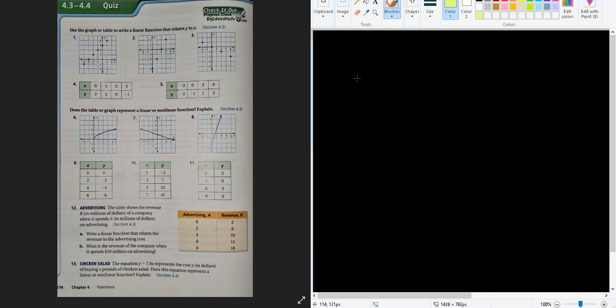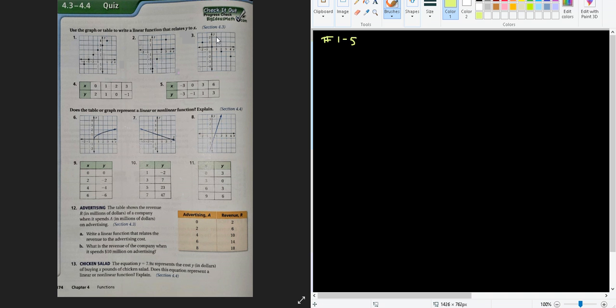So these are the steps necessary to complete page 174. Numbers 1 through 5 say use the graph or table to write a linear function that relates y to x. What that ultimately means for numbers 1 through 5 is that you need to write an equation, and all of these are linear.